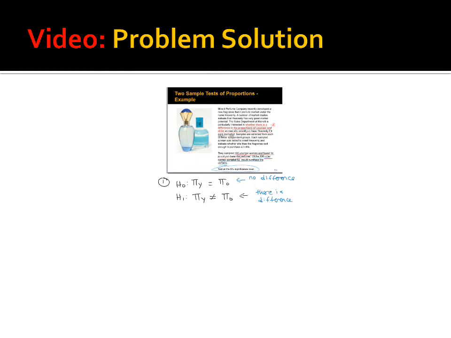And the null is saying there is no difference between our two populations. Since we're just looking to see if there's a difference or not, we're going to be conducting a two-tailed test. Again, why? Because there's no indication of direction. We're just checking to see if there's a difference or not. Step 2, we set up alpha, and that's 0.05 or 5%.